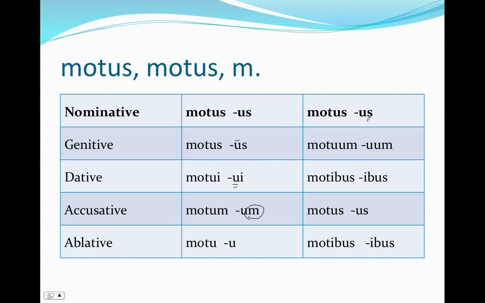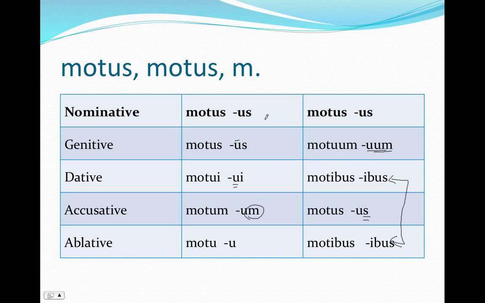What else do we notice? That the accusative plural ends in s. All masculine and feminine accusative plurals end in s. What else do you notice? That the dative and ablative are identical, and they end in ibus, just like the third declension. What else? All genitive plurals end in um, so here we have this double u, motuum. Make sure that both of them are in there.